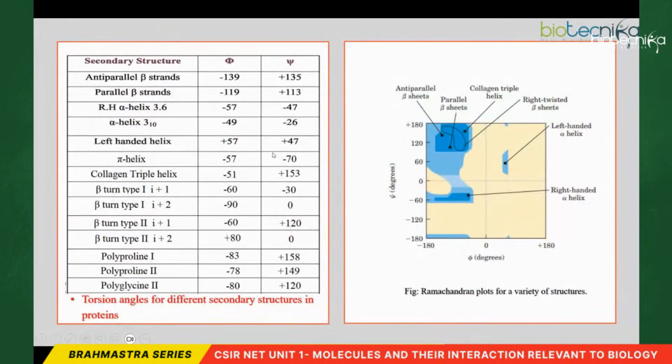Let's look at a question. So these are your standard values and the Ramachandran plots of certain kinds of structures like antiparallel, collagen, right-handed twist, left-handed twist, and all that.